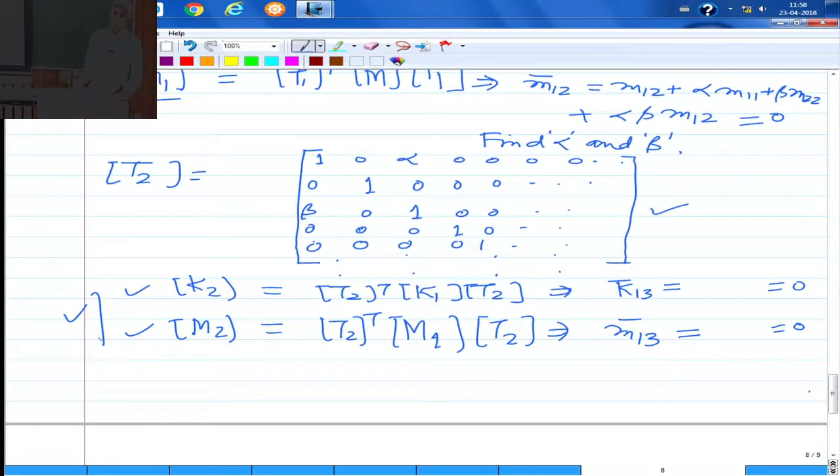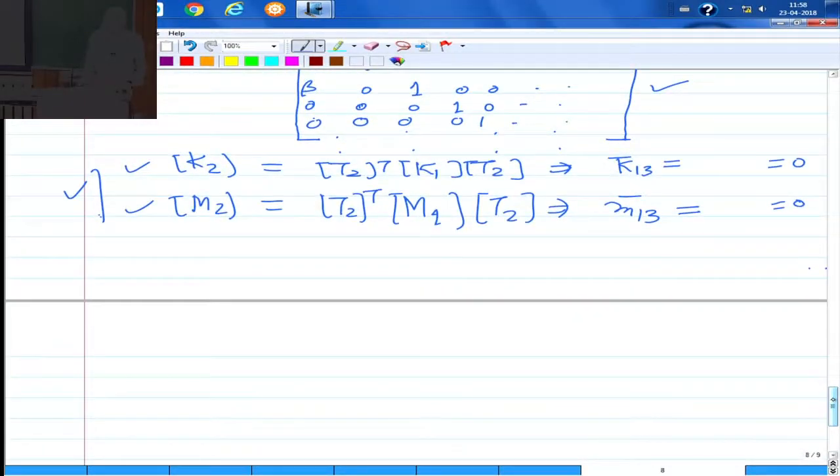So now 1 2, then 1 3, 1 4, 1 5, and in one round you make all the off-diagonal elements 0, and then again start back from K12. If you repeat this process a certain number of times, finally you will find that the off-diagonal elements become close to 0. And once they are close to 0, you have transformed mass and stiffness matrices wherein only the diagonal elements are non-zero, and then you find out the natural frequencies.